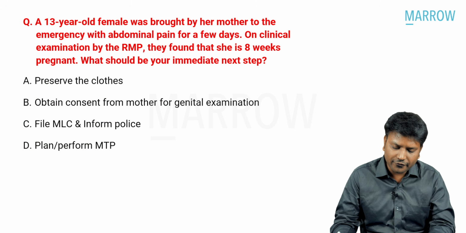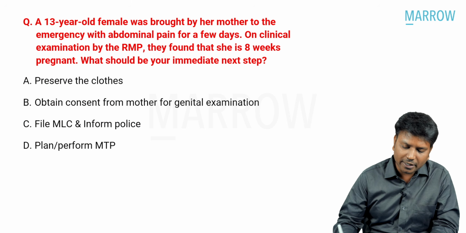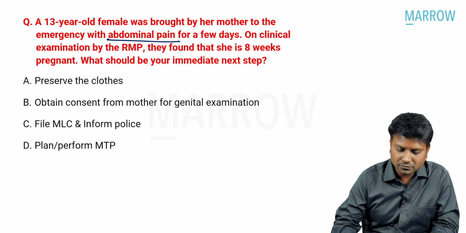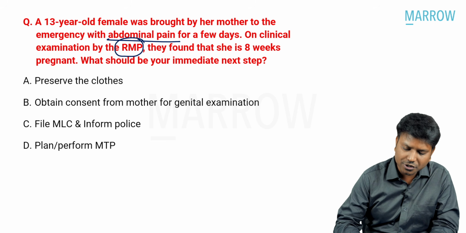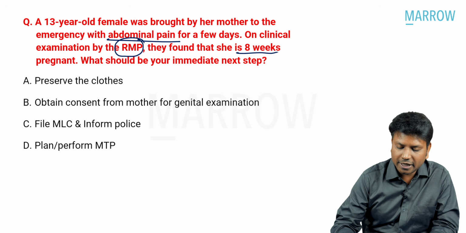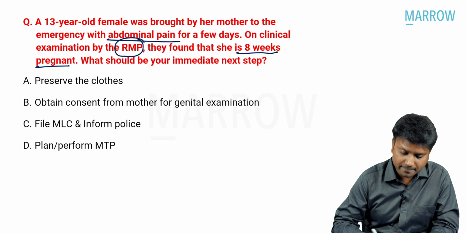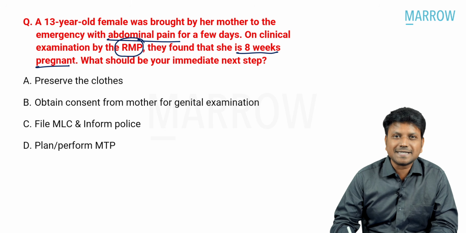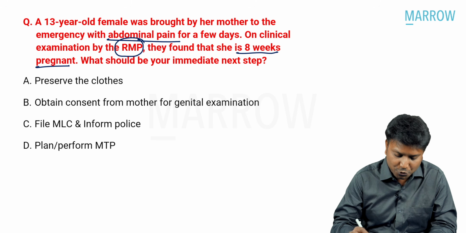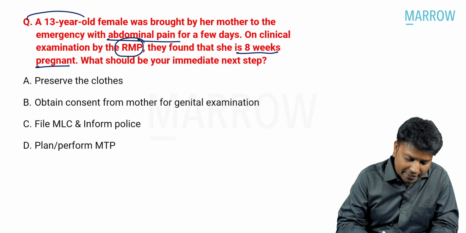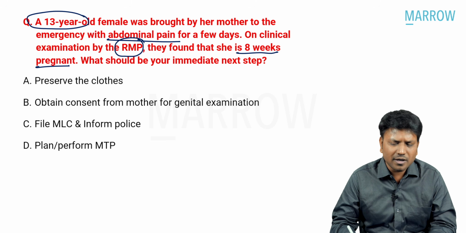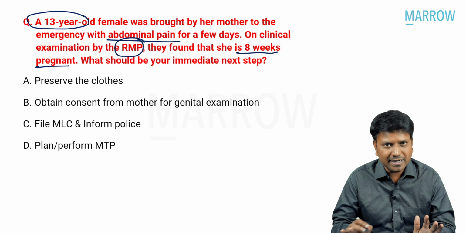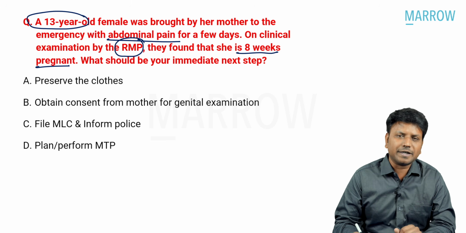A 13-year-old female was brought by a mother to the emergency with abdominal pain for a few days. On clinical examination by the registered medical practitioner, they found that she is 8 weeks pregnant. What should be your next best step? Immediate step, what next should you do? Remember, the key words here are she is a minor, only 13 years old. Not only that, she was found to be pregnant already.